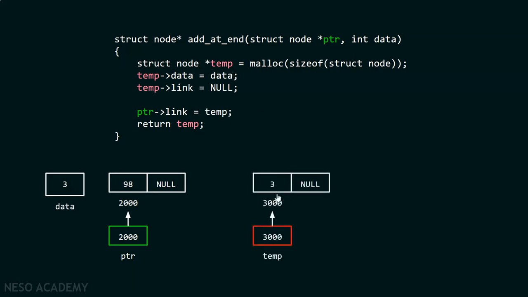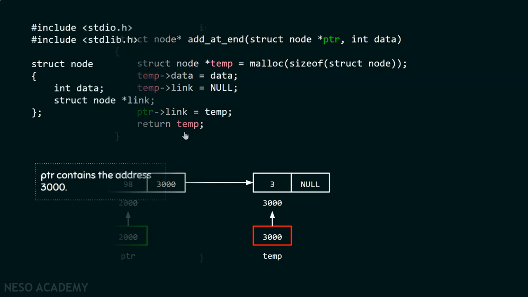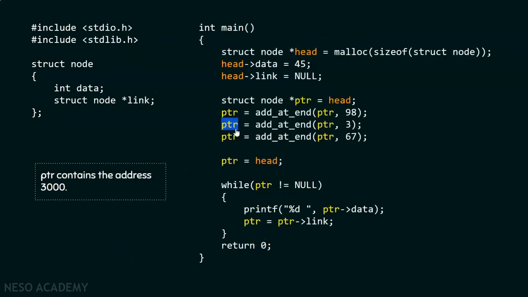After this step, a new node is created which holds this value 3 and the link part contains null, and temp holds this address 3000. I'm assuming here that the address of this node is 3000, okay? After this step, PTR link equal to temp, the link part of this node will get updated by this address 3000. And after that we will return temp, which means that PTR will now receive this address 3000. This simply means that PTR is pointing to the last node of the list.